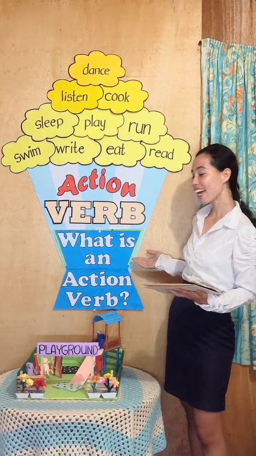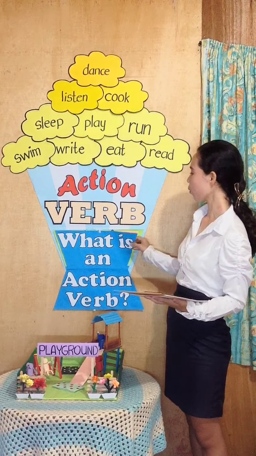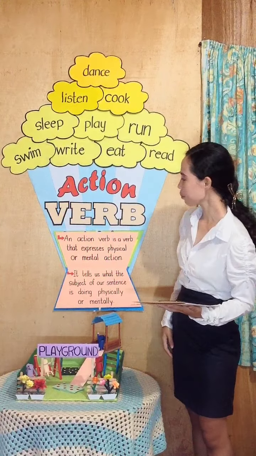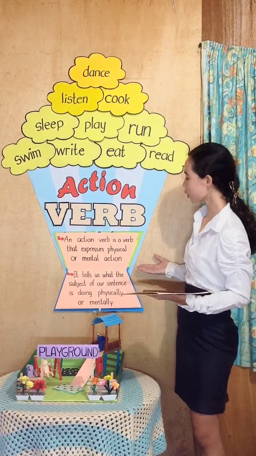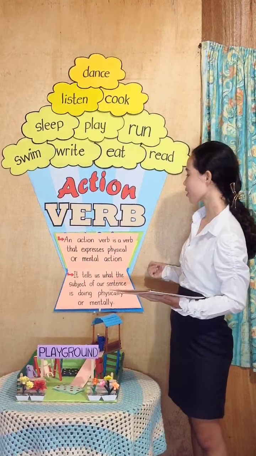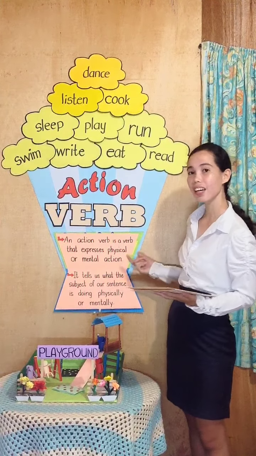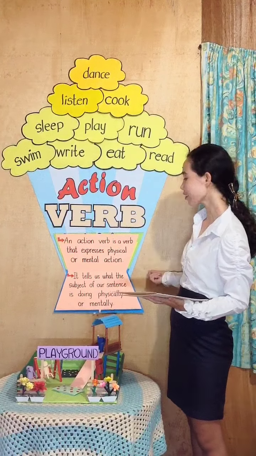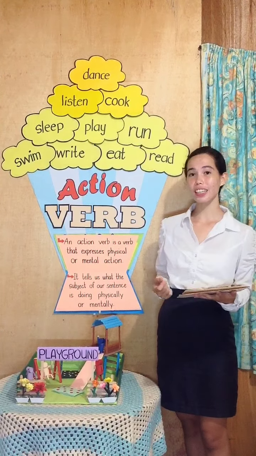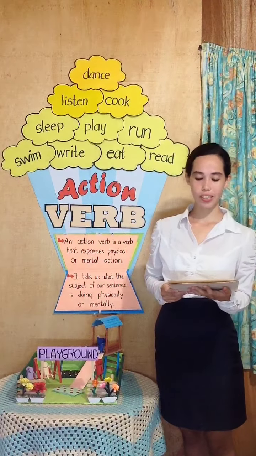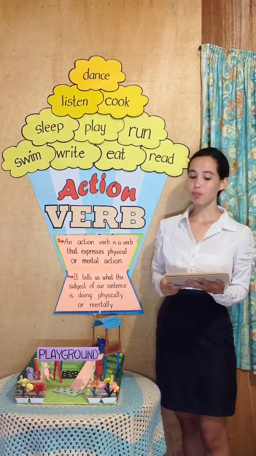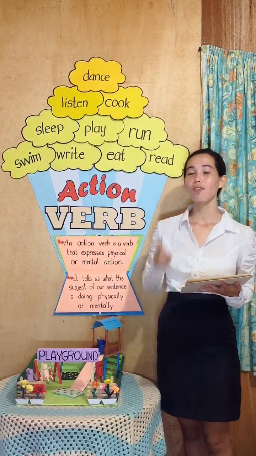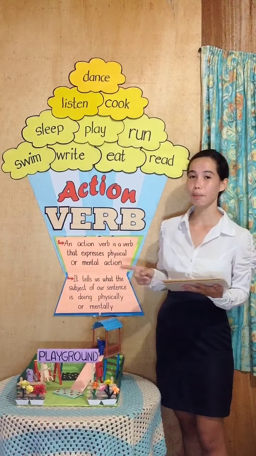Okay, the question is, what is an action verb? So, we have here the definition of an action verb. An action verb is a verb that expresses physical or mental action. It tells us what the subject of our sentence is doing physically or mentally. As their name says, action verbs are used to refer to actions, specifically physical actions and mental actions.